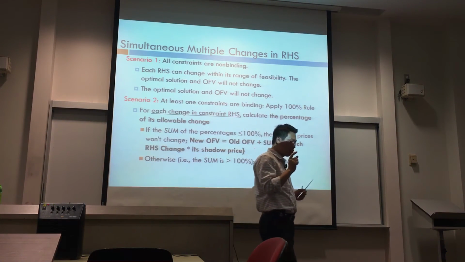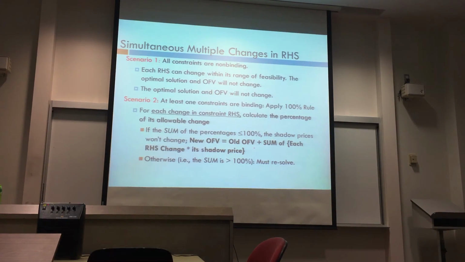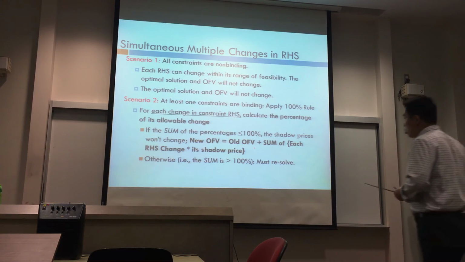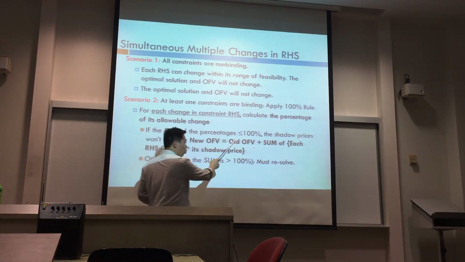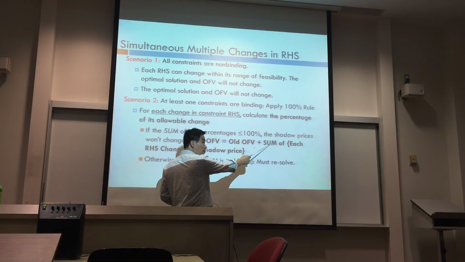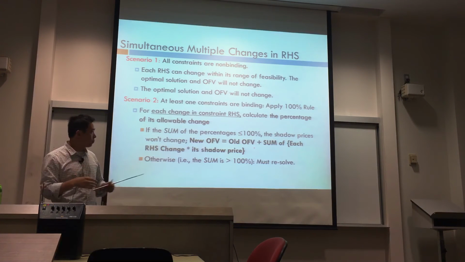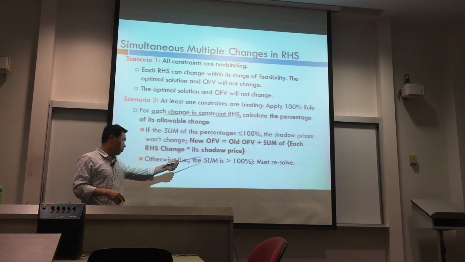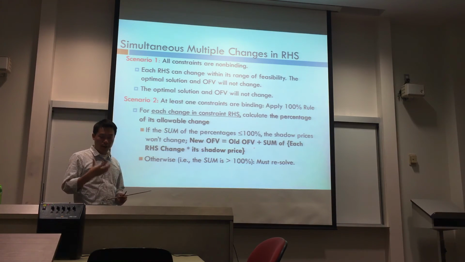So let me just remind you that within the range of optimality, the optimal solution will not change, right? Within the range of feasibility, the shadow price will not change. And how do you calculate OFV? It's the old one plus the sum, because this is a shortcut to calculate the changes. Otherwise, if it's strictly larger than 100%, you have to resolve the problem to find out.